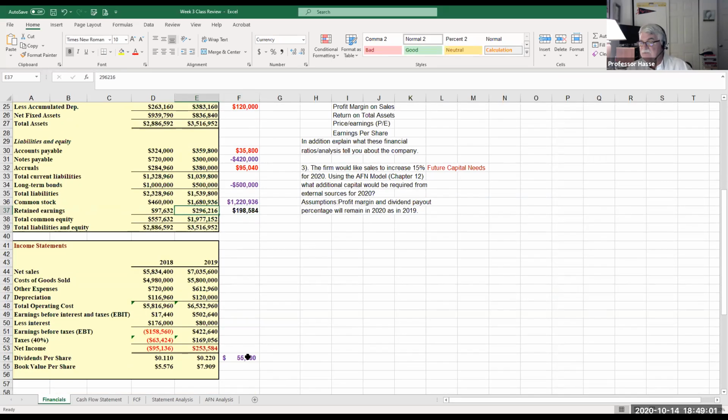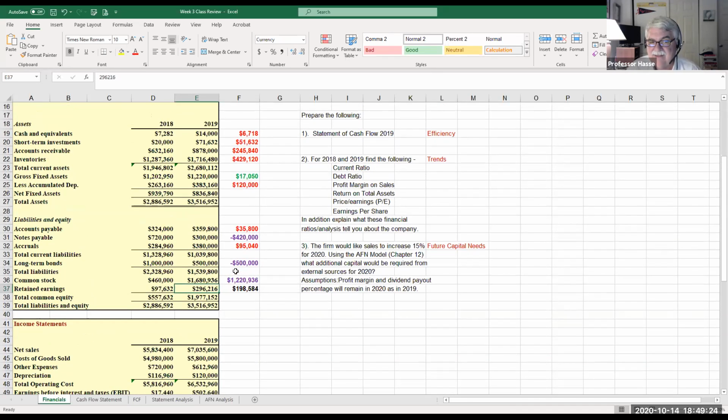253,584 minus 55,000 in dividends. There's my delta, 198,584. This is where the income statement meets the balance sheet to be carried forward into subsequent periods. This company, through December 31st, 2019, has accumulated $296,216 in retained earnings, profits less dividends.